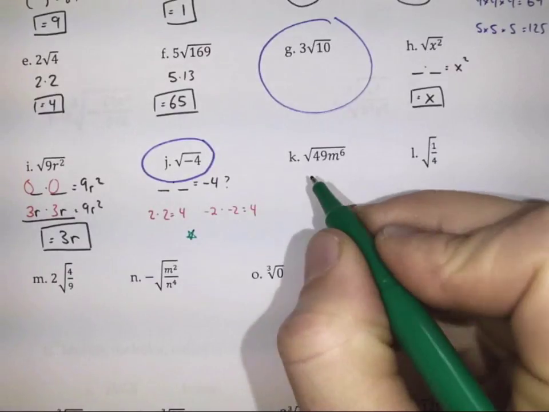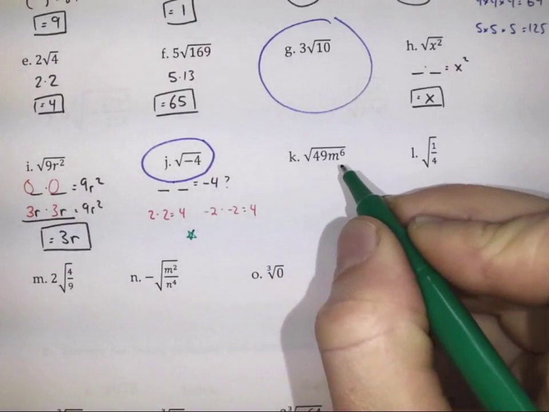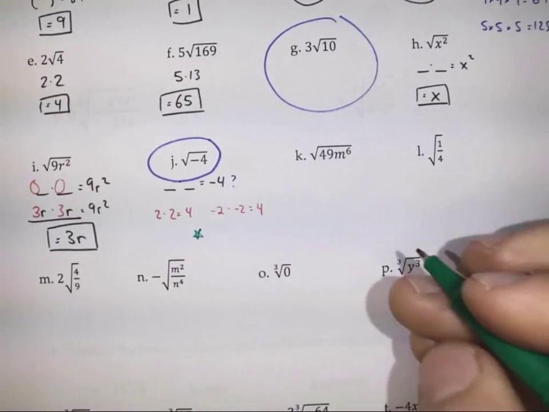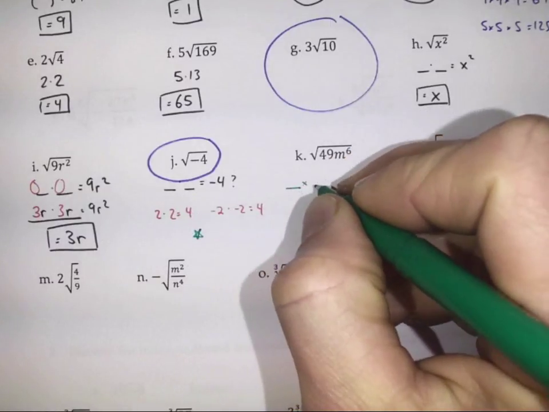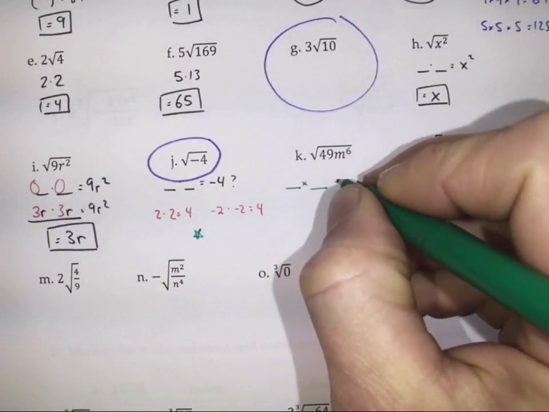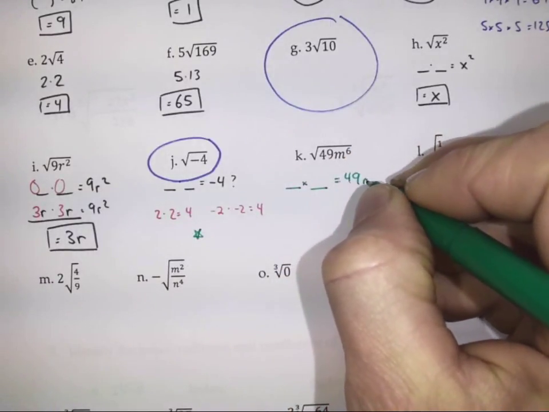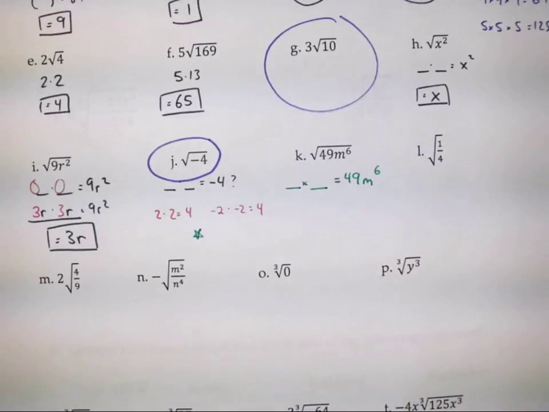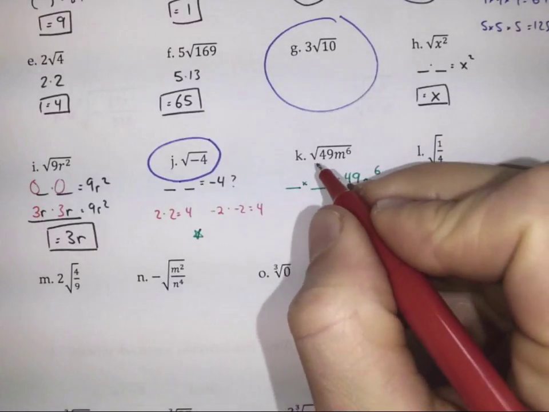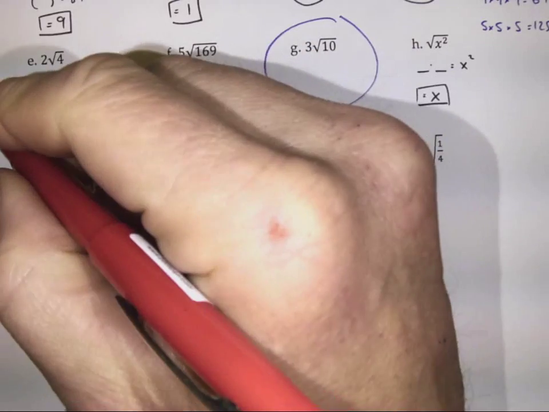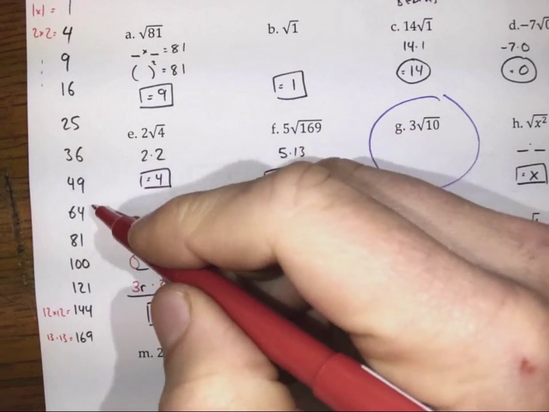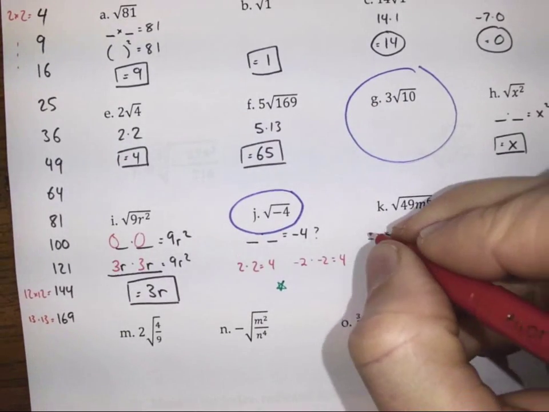Moving on. Well, this question is kind of a variation on question I. We have 2 numbers, they're going to be the same, and they multiply together to get 49 m raised to a power 6. So we got, 49 is, oops, that's on our list of perfect squares, that's 7 times 7.